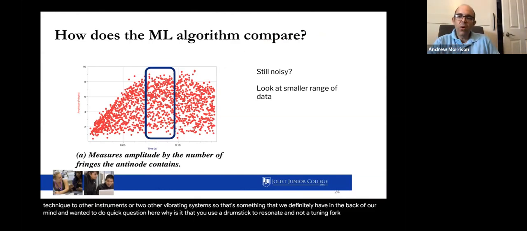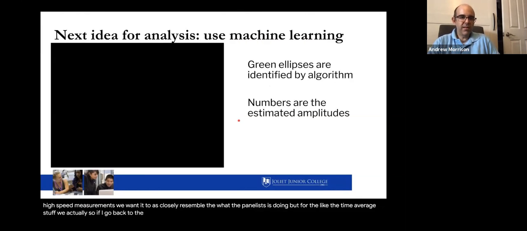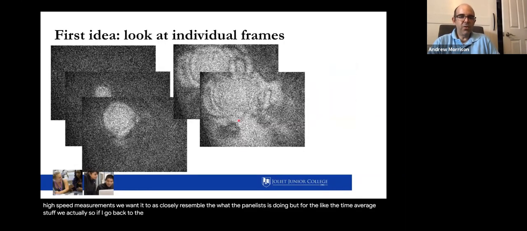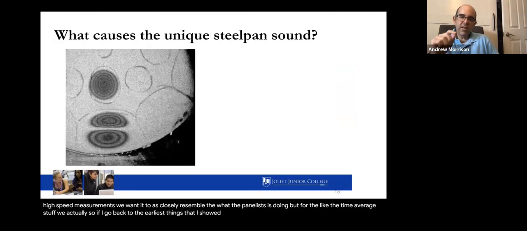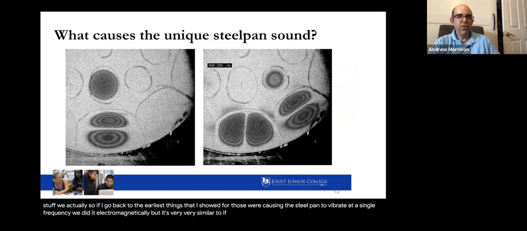Well, for the high speed measurements, we want it to resemble as closely as possible what the panist is doing. But for the time average stuff, if I go back to the earliest things that I showed, we're causing the Steelpan to vibrate at a single frequency. We did it electromagnetically, but it's very similar to driving it with a tuning fork, for example. So I hope that answers what the question was asking.